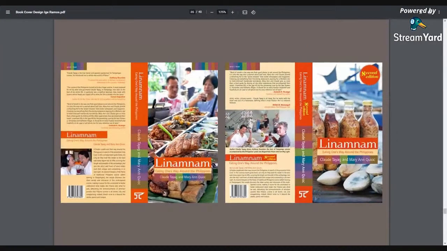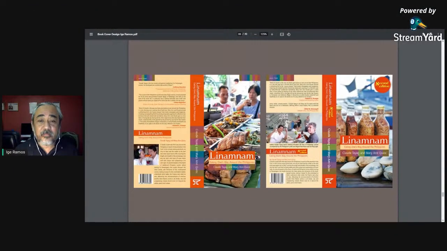And then these are the two guidebooks I did for Cloud Tayag and Marian Tayag, called Linamnam. It's about eating one's way around the Philippines. It's actually a guidebook, like a Michelin guidebook. So you have a list of restaurants and carinderias and markets all over the country, with telephone numbers.